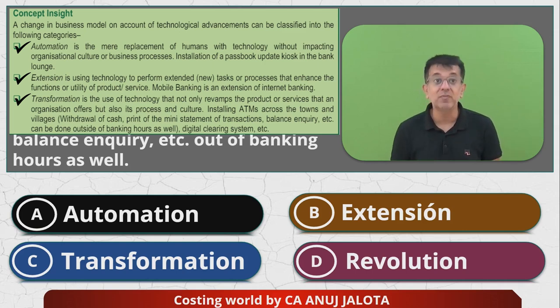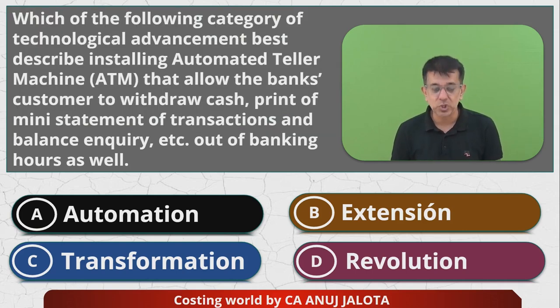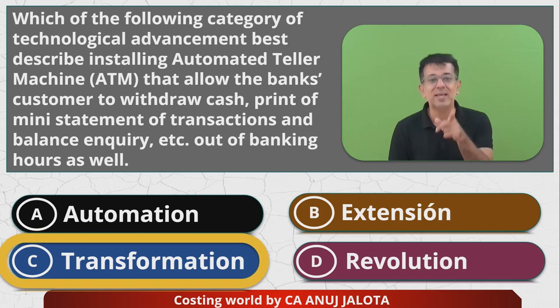So in the example that we are doing, it is ATM machines. ATM machines try to tell us that the business is getting transformed. So therefore, answer should be transformation. That is the correct answer.